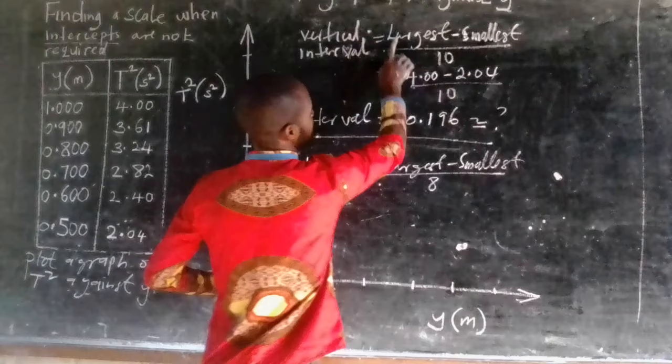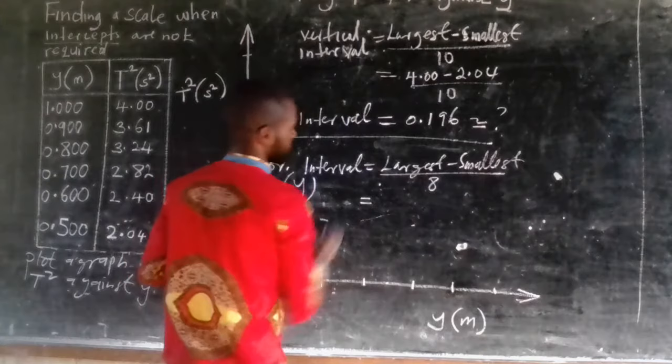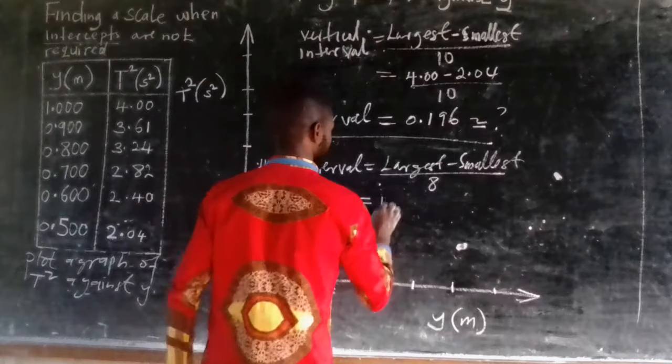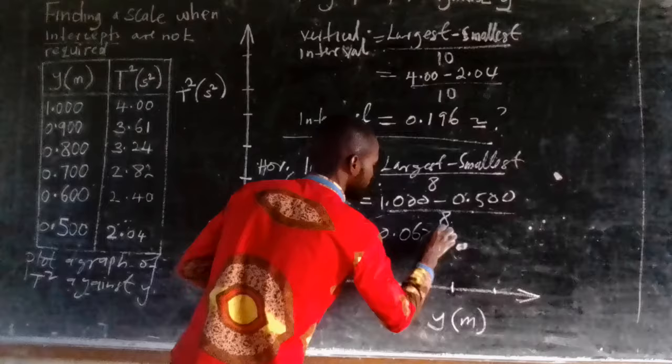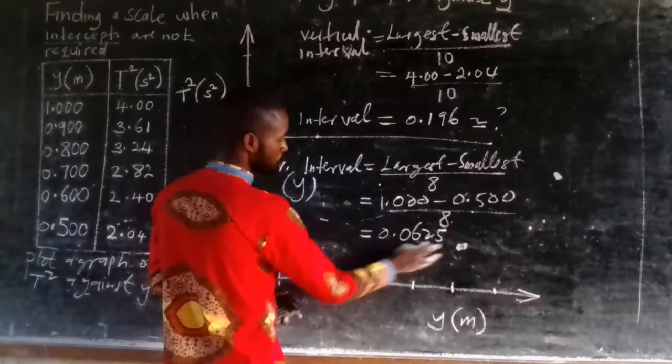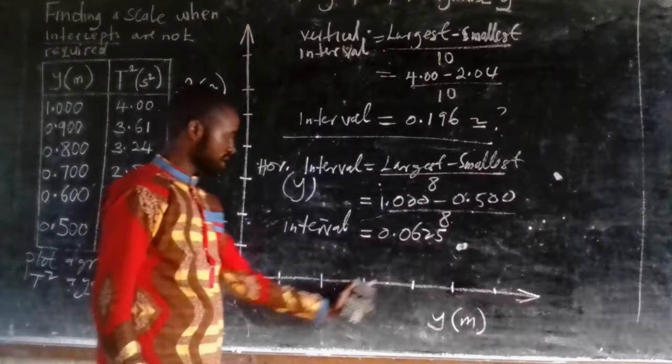And this one is for a question where you have seen that they are not asking for intercepts. So when you get the biggest in the other, it is this one here minus the smallest divided by 8. When you put it in a calculator, you have 0.0625. That's what you have. So this is an interval, it is this gap here. But this value you get after dividing is not convenient. This is a value representing each gap here, but it is not convenient.